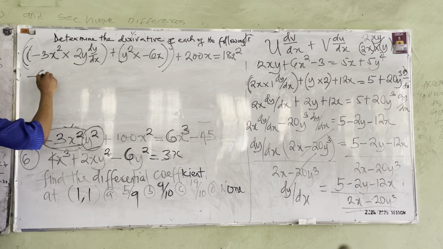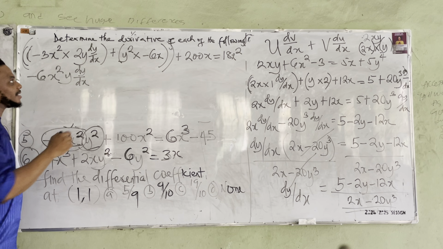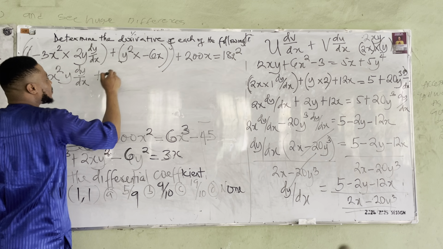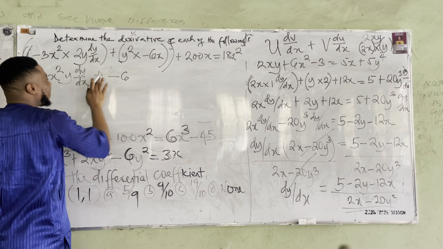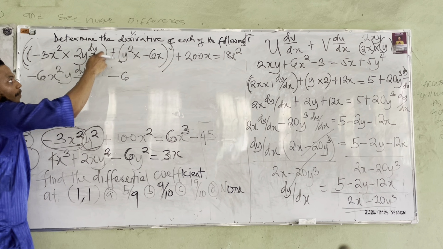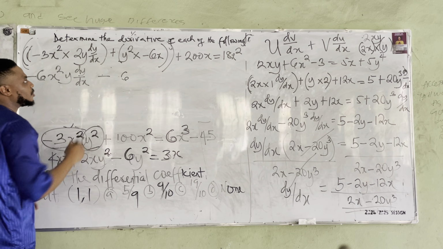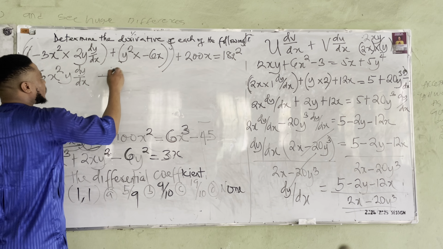X squared times y, x squared y. Then dy over dx. Plus, what is the coefficient here? 1 times minus 6, minus 6, right? Remember, this plus now will change to minus. So can we clean this off? Because plus times minus is minus, right? So minus. Are we together? Are you sure?